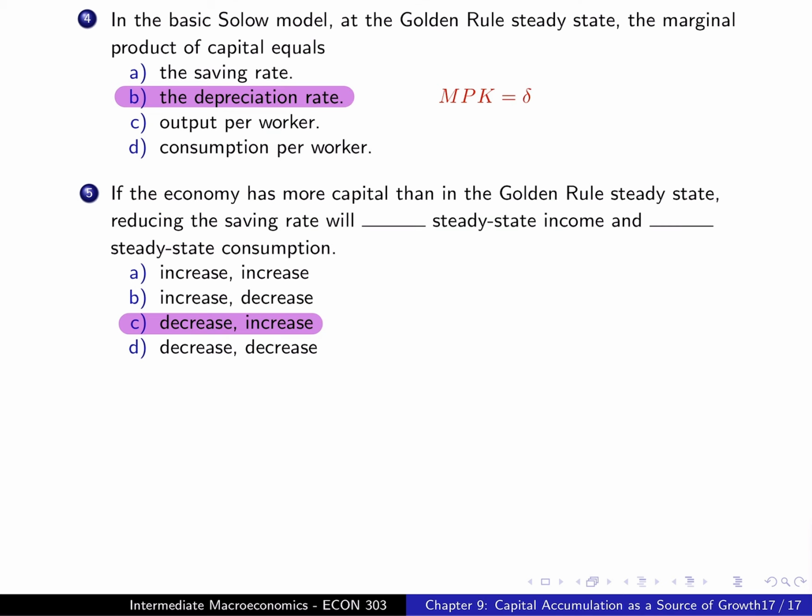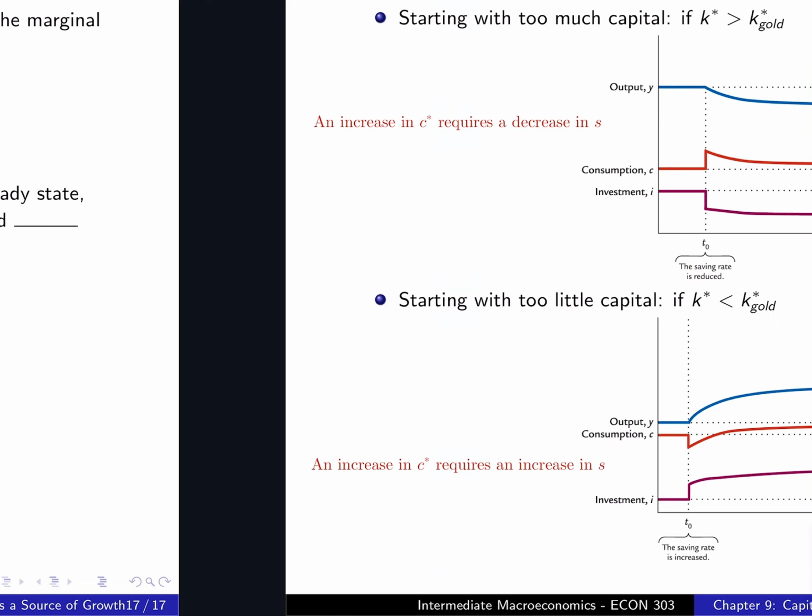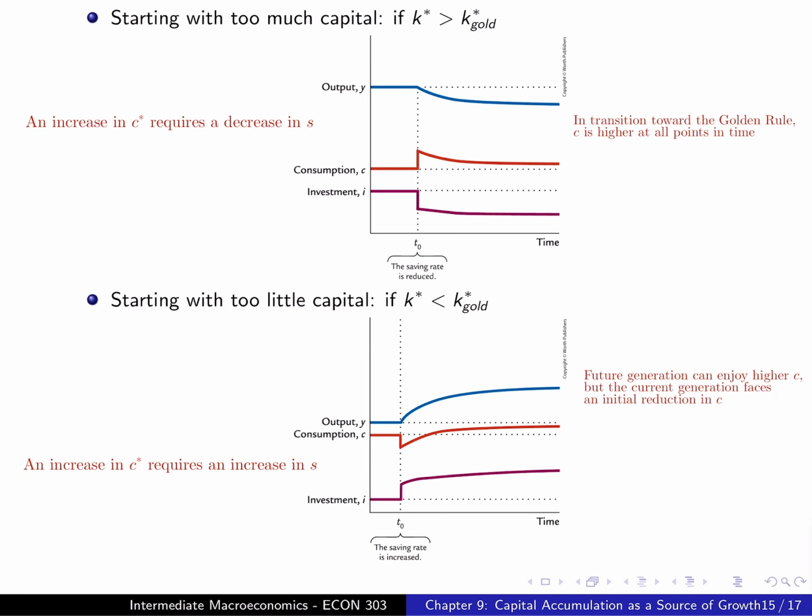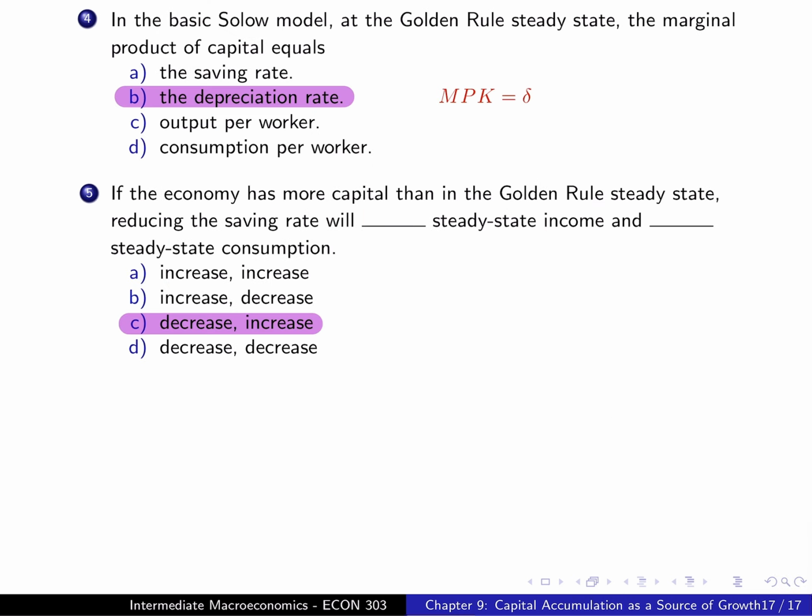Question number 5. If the economy has more capital than in the golden rule steady state, reducing the saving rate will decrease the steady state income and increase the steady state consumption. This corresponds to what we discussed during the experiment shown in the top figure. So the correct answer is C.